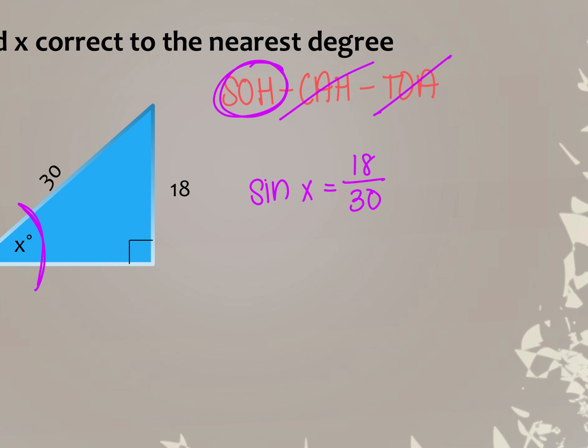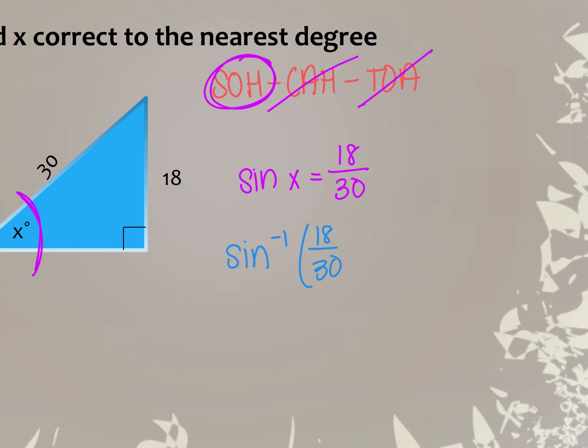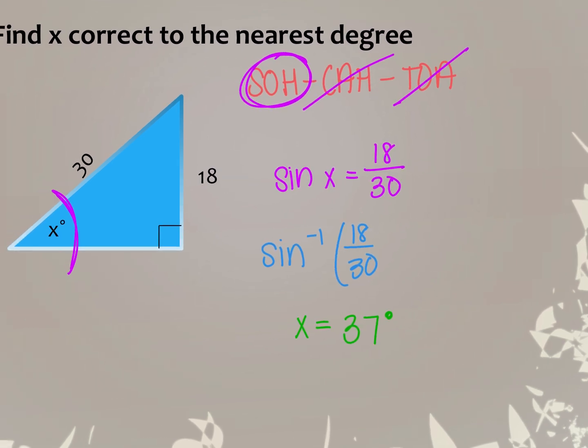So looking at this one, because I'm solving for the angle, I'm plugging into my calculator the inverse of sine 18 over 30. So second sine 18 over 30. And they want me to round to the nearest degree, so I'm rounding to the nearest whole number. What does my angle equal? 37. Good, 37. Don't forget your degree sign, please. 37 degrees is x.